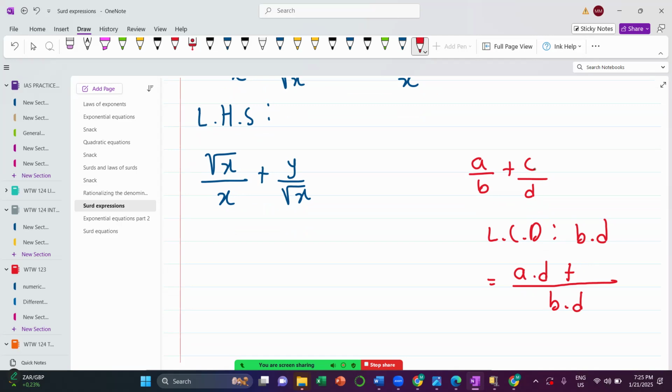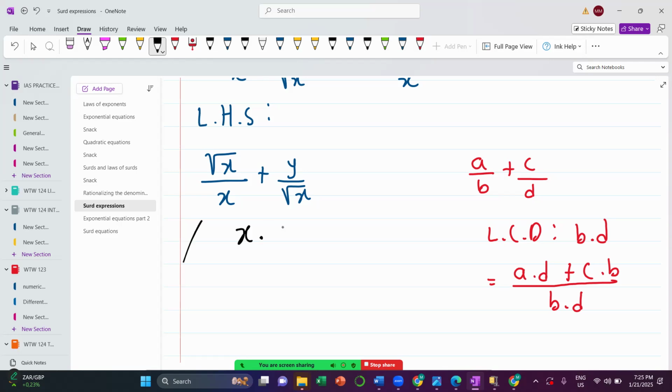So I'm going to have to multiply this c by that b also. So I'm going to have c times b. So that's basically what we remember doing from grade 7. So let's continue now.